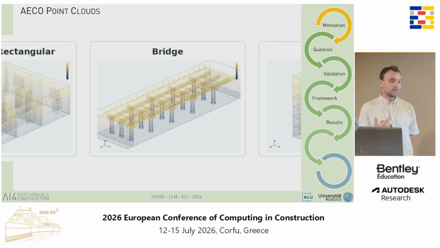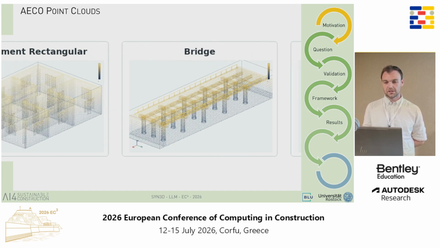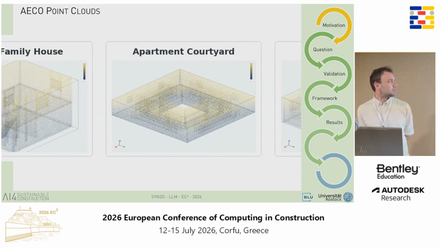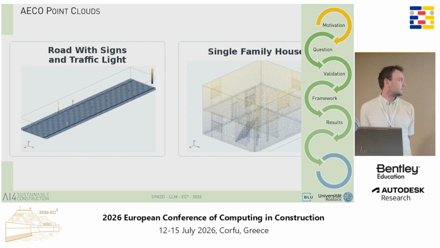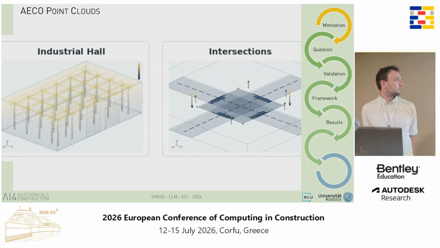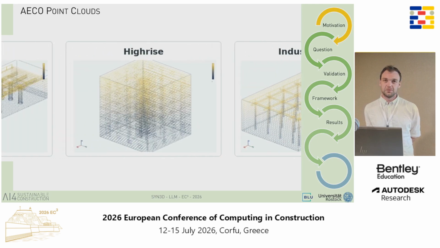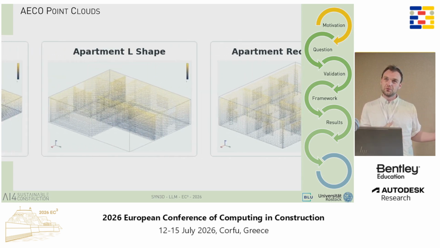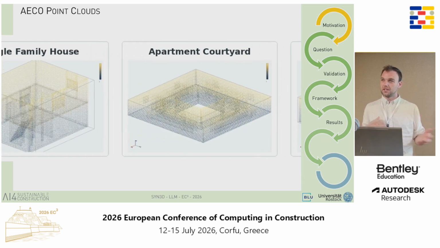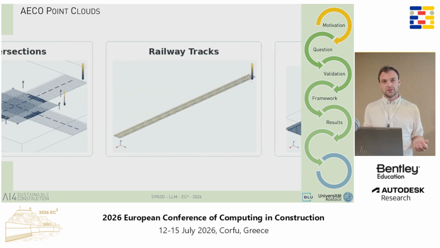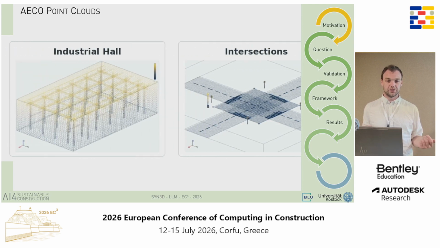What is the result of that? The result is at the end point. The executable code is in different diverse themes. We have apartments, courtyards, family houses, then road signs, rail tracks, intersections, industrial halls, and high-rise buildings. And that's the point of the proposed framework. So for every diverse scene in the construction site we have different labeled point clouds that we can use for classification and segmentation.